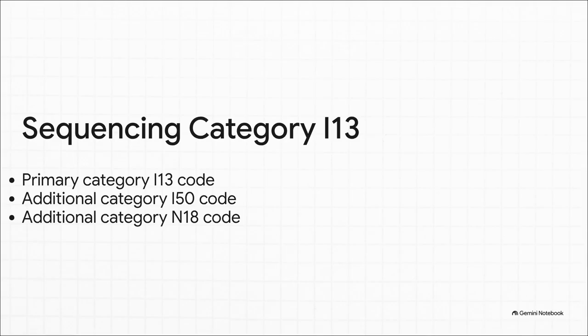To perfectly capture his chart, you've got to follow a strict sequence. First, you lay the foundation with the primary code, from category I13, capturing the hypertensive cardiorenal disease. Second, you add your specific I50 code to identify the exact type of heart failure he's experiencing, like we just discussed. Maybe it's HFrEF or HFpEF. And third, you tack on the appropriate N18 code to definitively capture his kidney disease stage. Boom. 3 codes, sequenced perfectly, telling one cohesive clinical story.